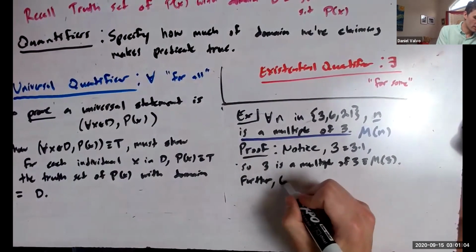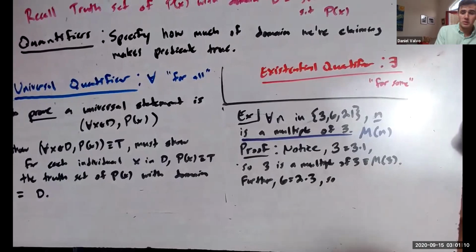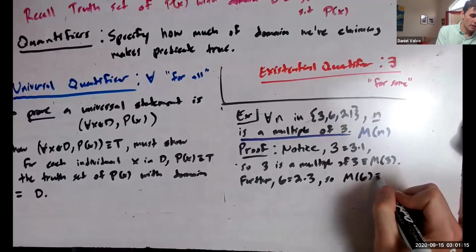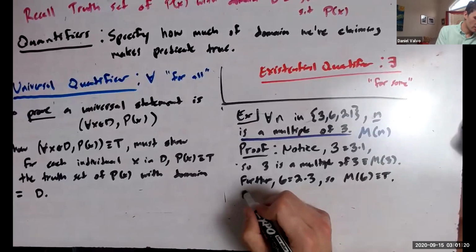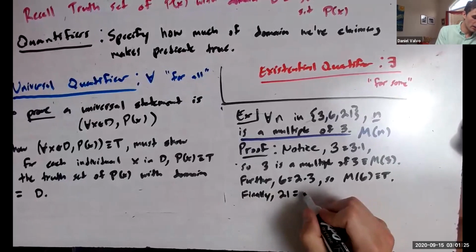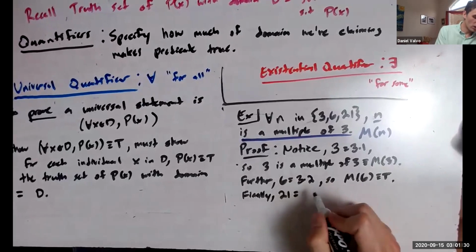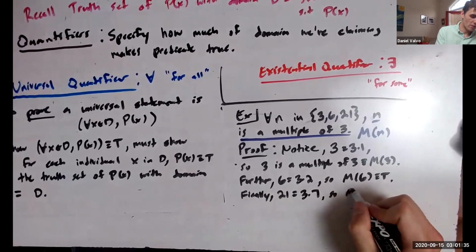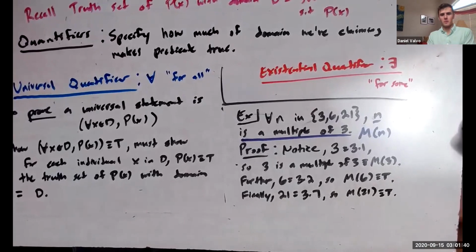Further, 6 equals 2 times 3. So 6 is a multiple of 3, meaning M of 6 is true. And then finally, 21 equals 3 times 7. So M of 21 is true.